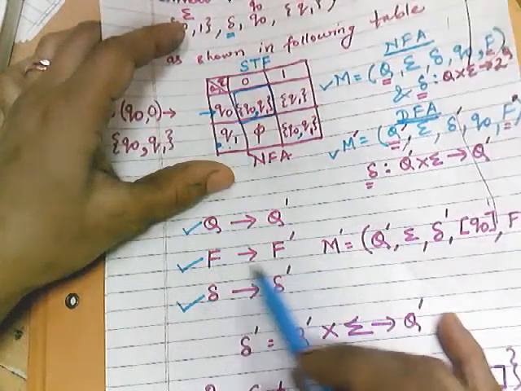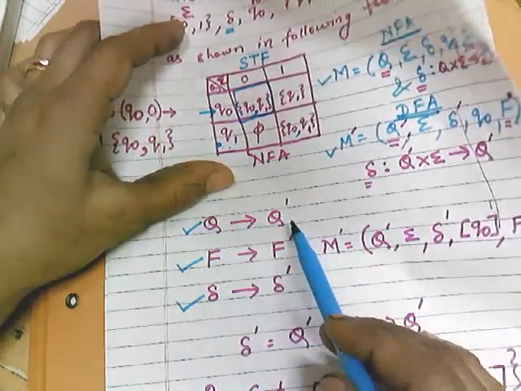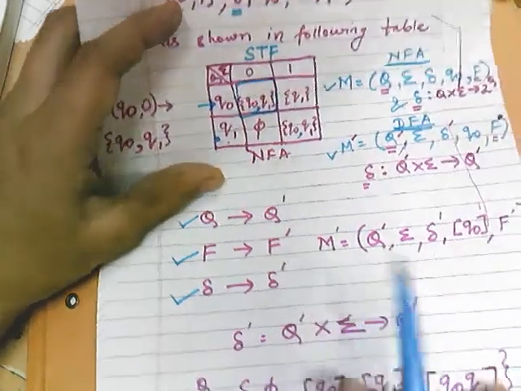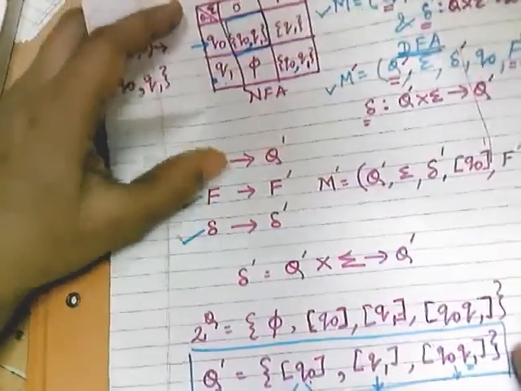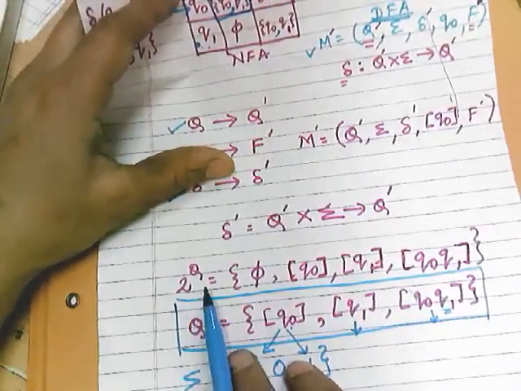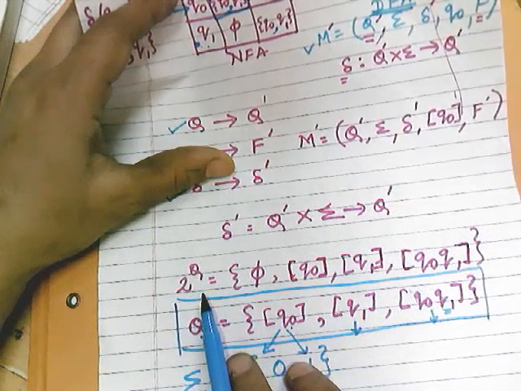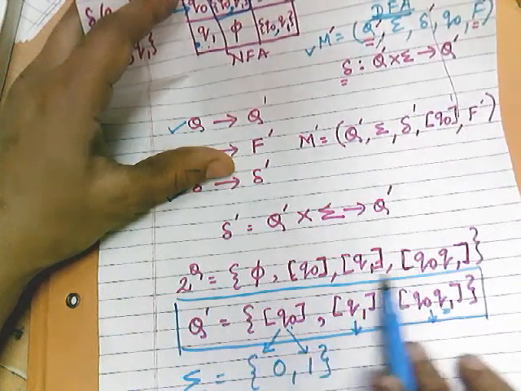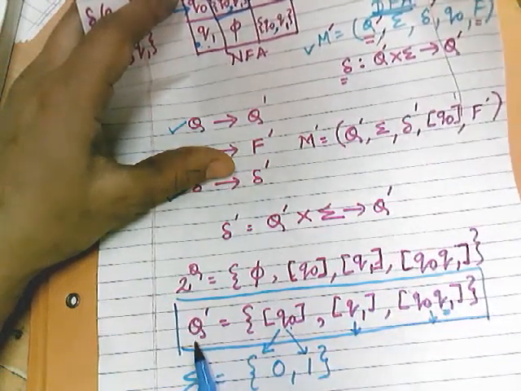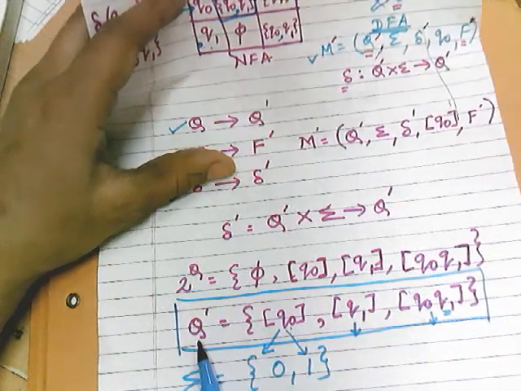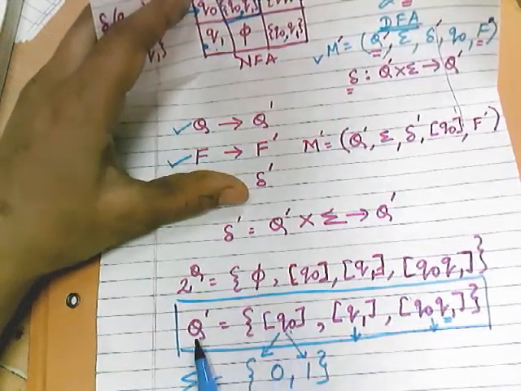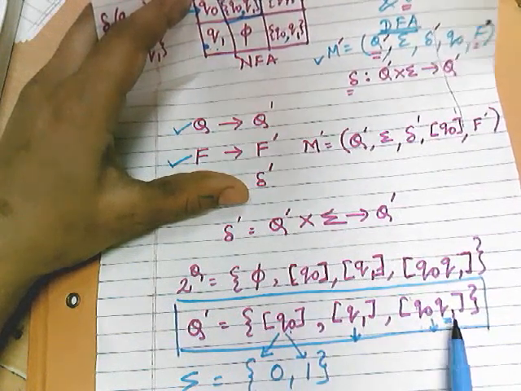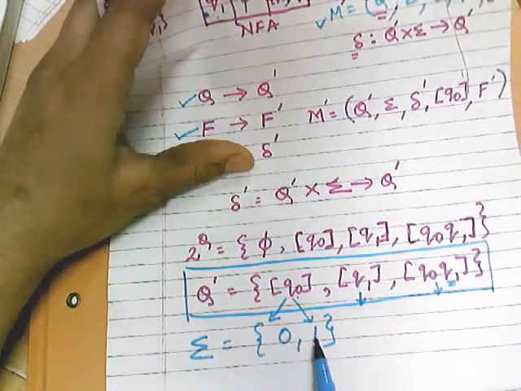Q, F and delta. So there will be a new set of states, a new set of final states, and a new delta dash function. Now how have we identified those? As we are aware, in NFA we can have 2 raised to the power Q set of states, which are represented here, and here we have finalized our Q dash, because we are not including the empty set, right? So Q dash is having 3 states, q0, q1, and q0q1. Then our alphabet was the same, 0 and 1.